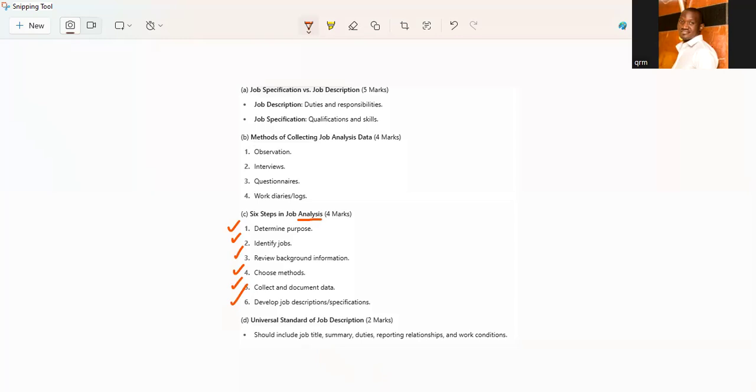So what is involved in determining the purpose? So that's the first step that is involved in job analysis. Okay, we determine the purpose. So you need to define the goal of job analysis, like is this for recruitment or for training purposes or evaluation? So it guides the entire process. Step 2 is identify jobs to be analyzed.